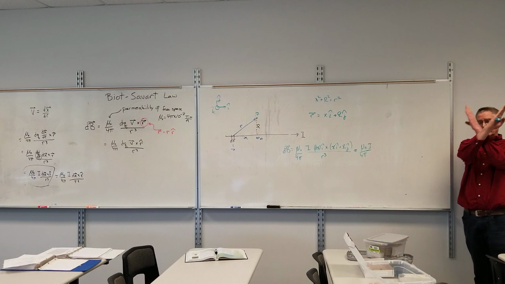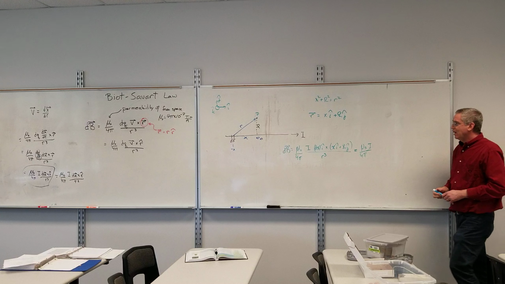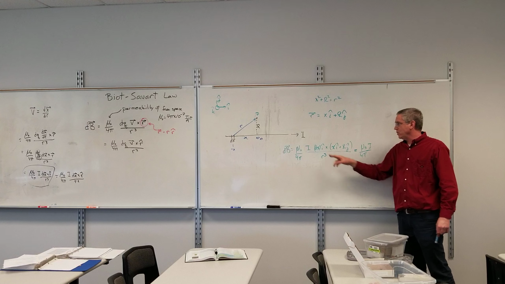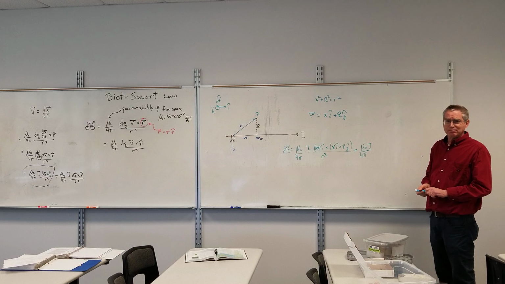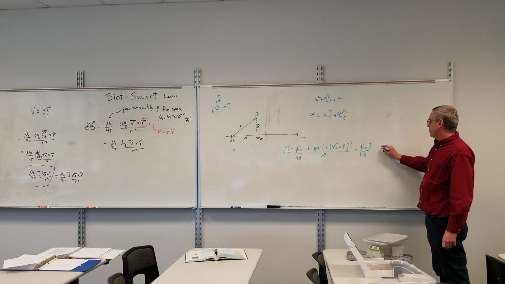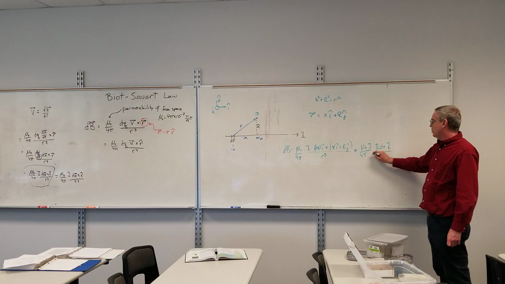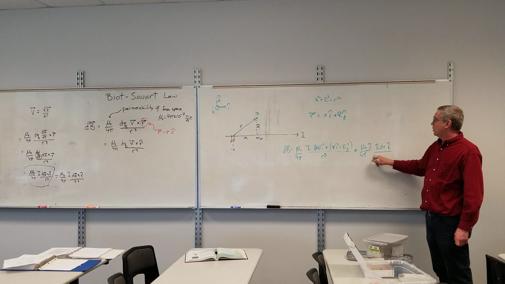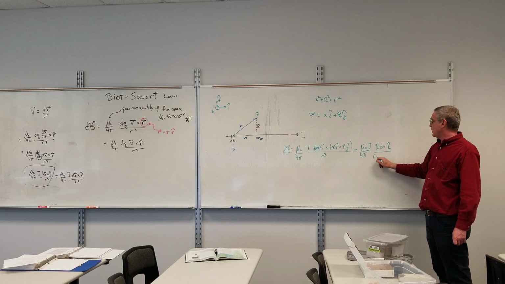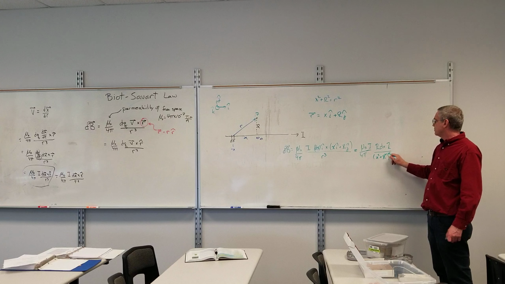Cross products care about perpendicular. All right, so i hat cross i hat is 0, what's i hat cross j hat? k hat. So I end up with dR dx k hat over r cubed. Well, I know what r squared is, so this would be x squared plus big R squared to the 3/2.